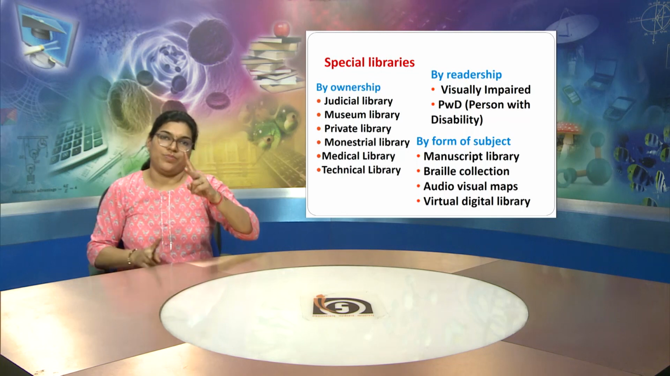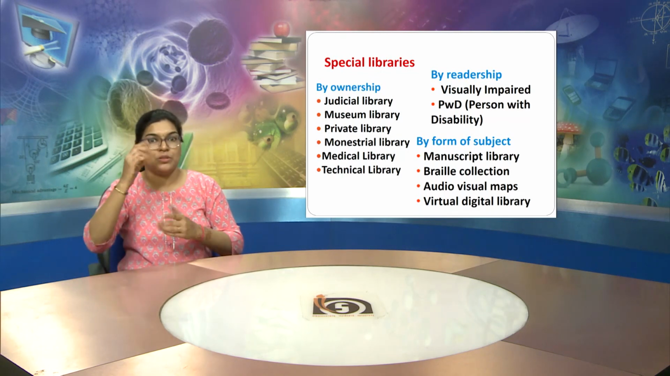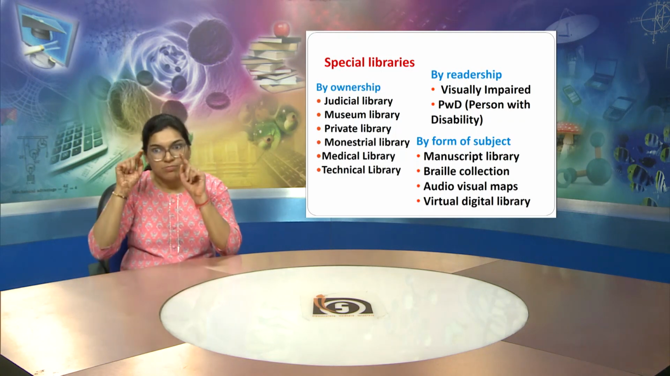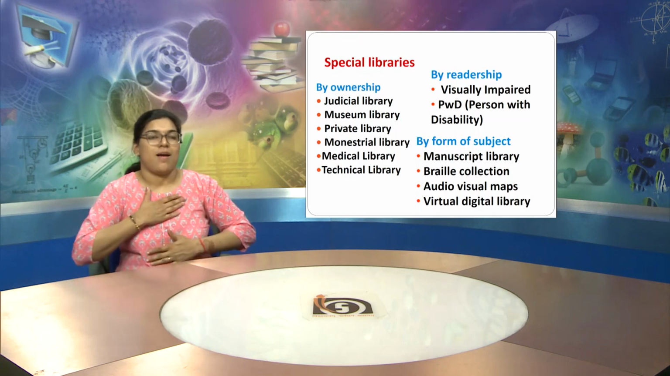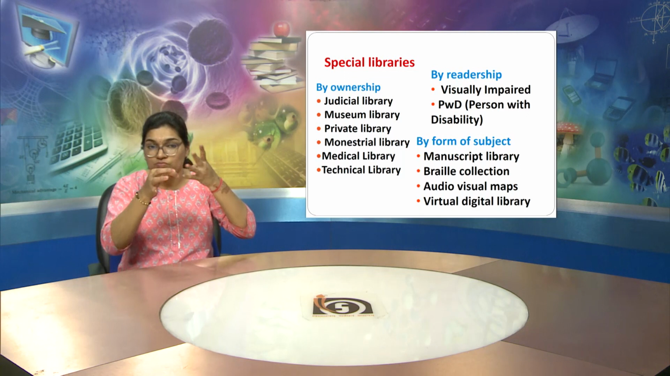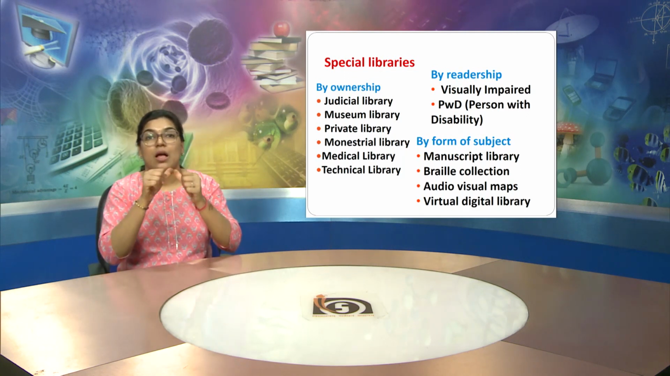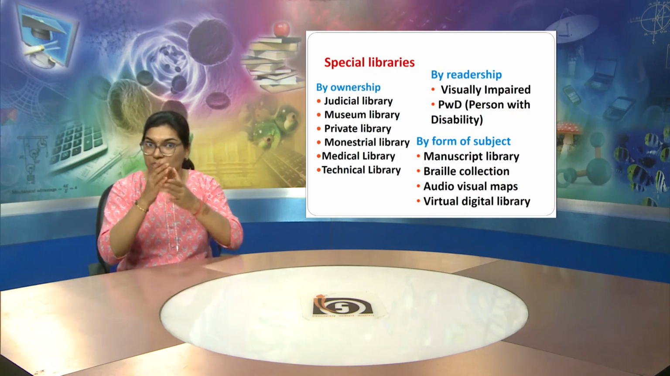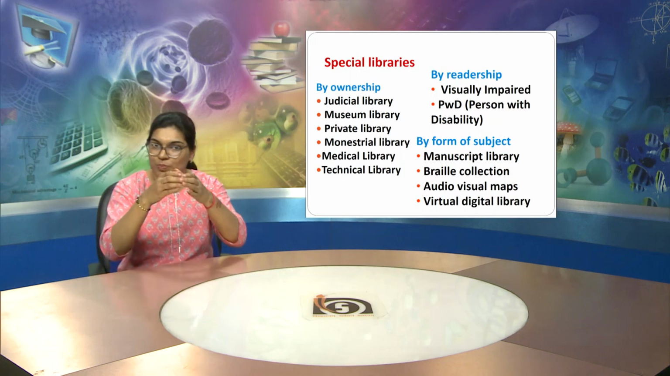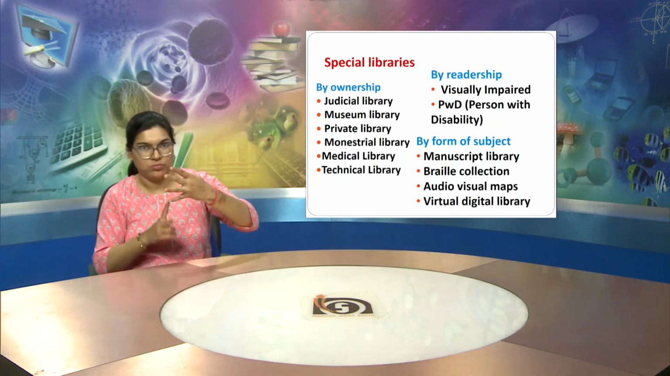So we can see that there are three categorizations which come under the special libraries, and special people can utilize these libraries. So we have understood all these libraries in detail and their classification. The first was by ownership, the second was by readership, and the third was by form of subject. Hope you understood all these points clearly.